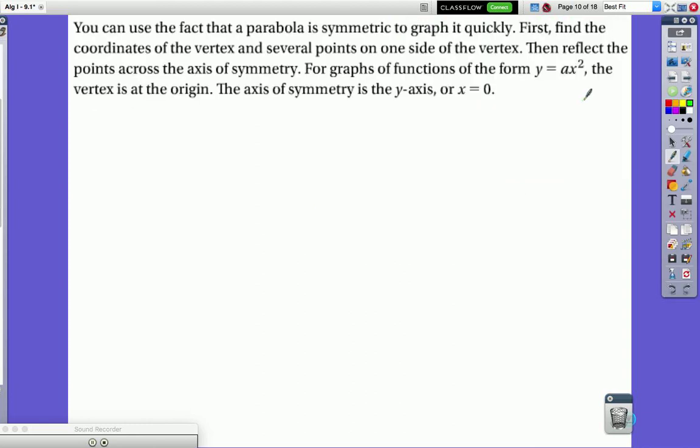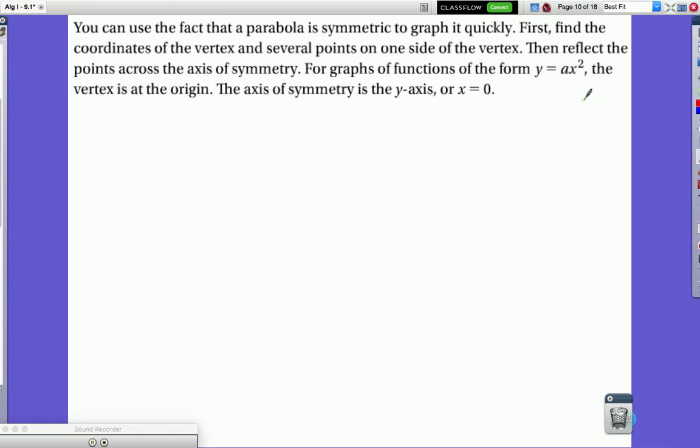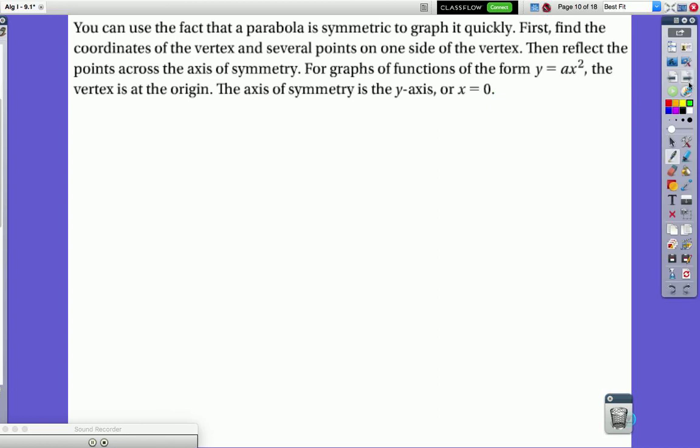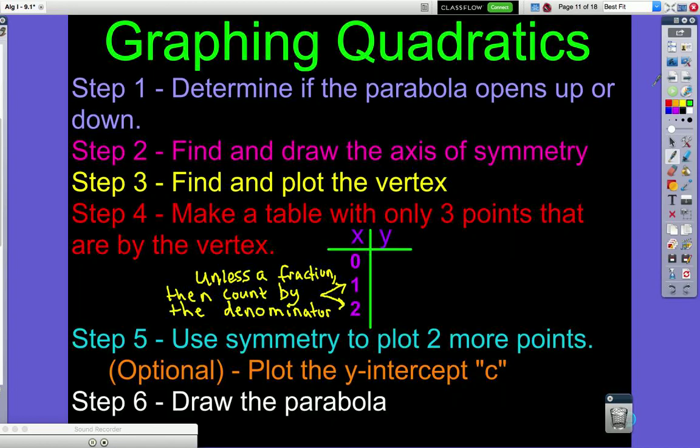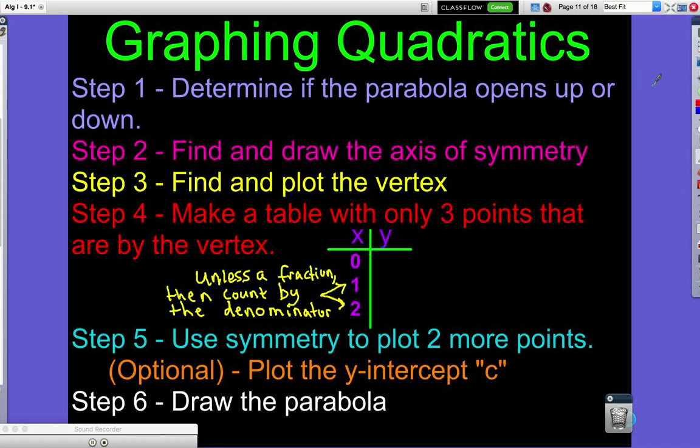Okay, you can use the fact that the parabola is symmetric. First find the coordinates of the vertex and find several points on this. This is what we're going to do to graph. So instead of looking at this, we are just going to skip right to this right here. This should go into your notes. I want you to try a couple graphs, and we will talk more about our graphs tomorrow. But these steps are very important, so put them into your notes.